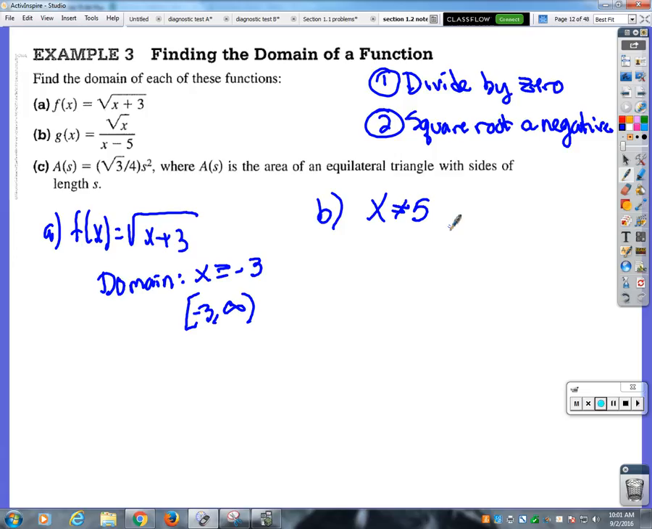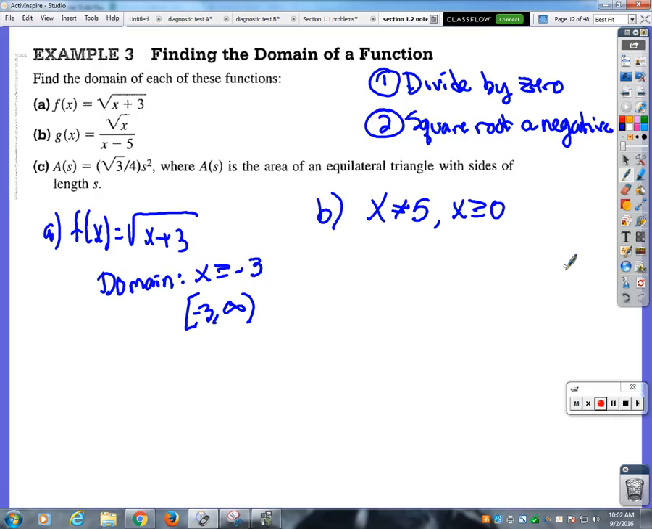What about the square root? It has to be greater than or equal to 0. Okay, so you can write this like that. You can say x can't equal 5 and x has to be greater than or equal to 0.